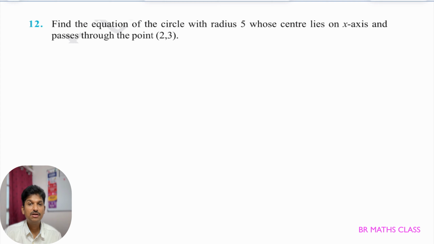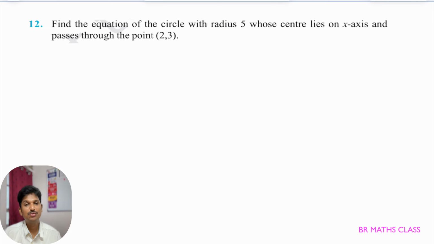Now question number 12. Observe this question. Find the equation of a circle whose radius is 5 units. The center of that circle lies on the x-axis and that circle passes through (2, 3).